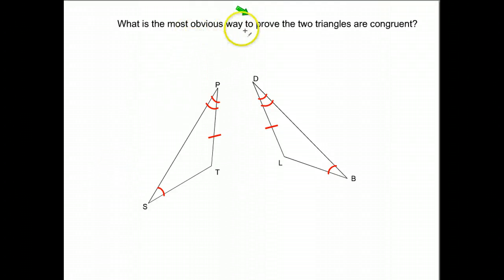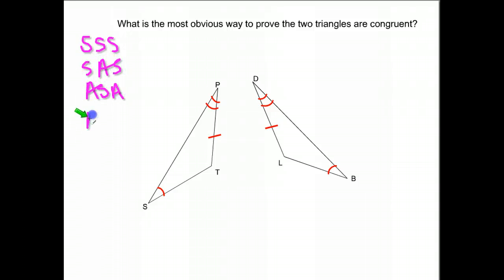Here we have an example. What is the most obvious way to prove that these two triangles are congruent? Well, again, our options for proving triangles congruent are SSS, SAS, ASA, and AAS. So let's look at the information we have. We have two angles and a side marked congruent to two angles and a side.